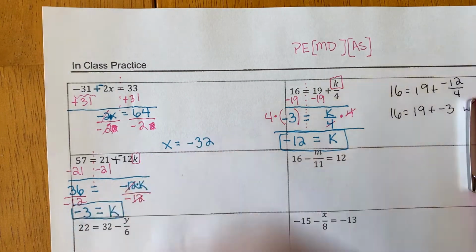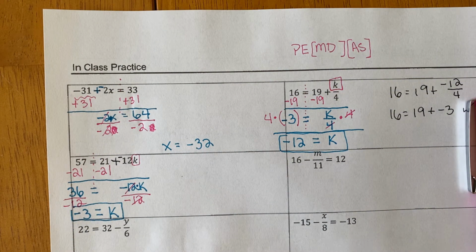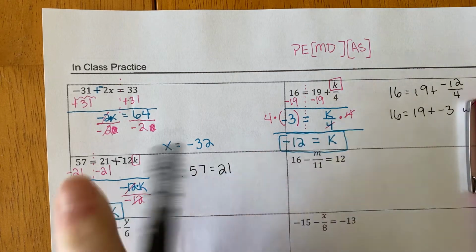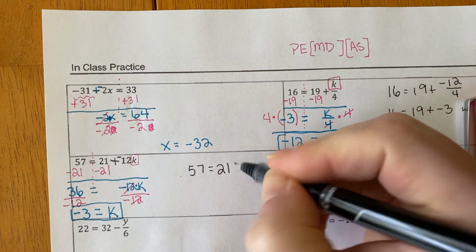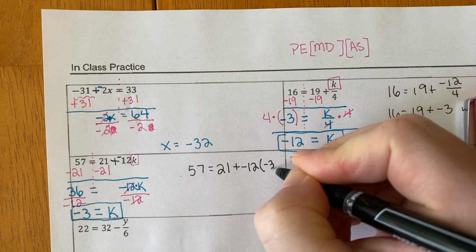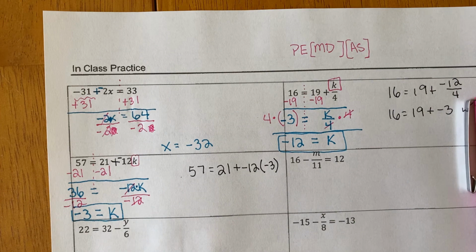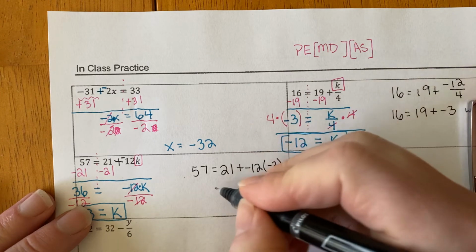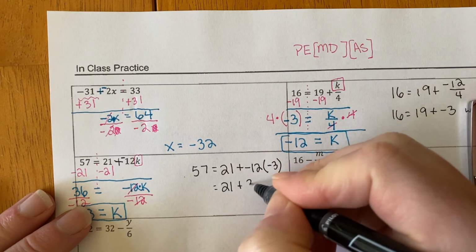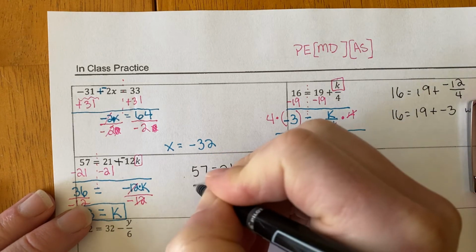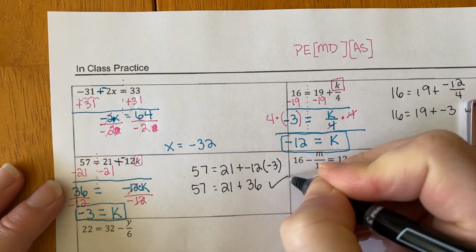And once again, I've left a lot of room here to check your answer. So if you want to check it, it would say 57 equals 21 minus 12k, or plus a negative 12k. I put my solution in. A negative 12 times a negative 3 is a positive 36. And does 36 plus 21 equal 57? And yes, it does.